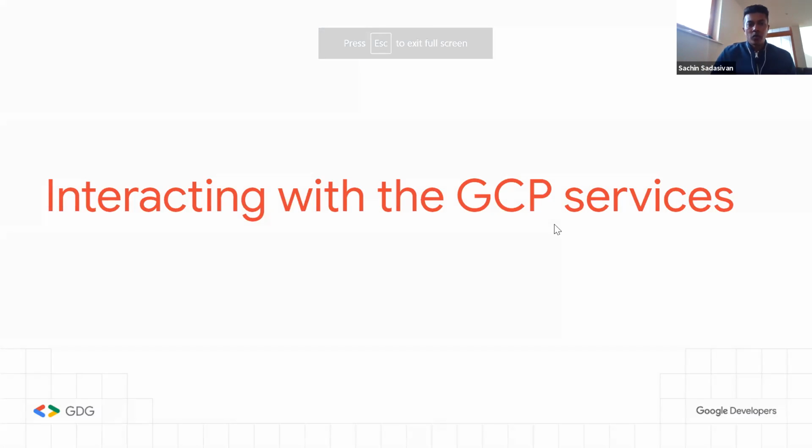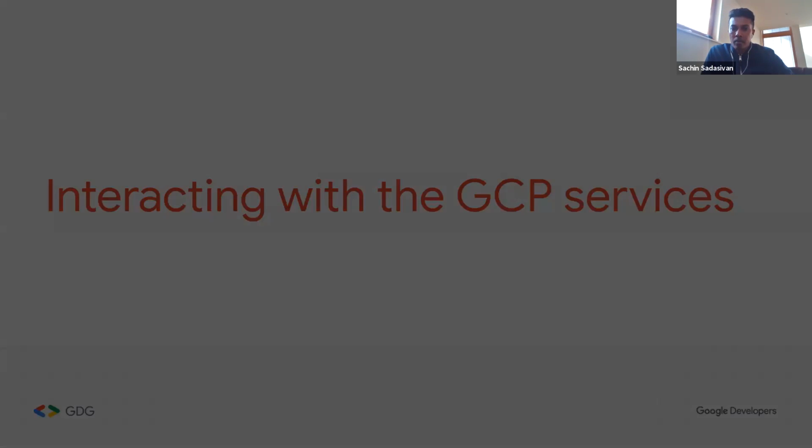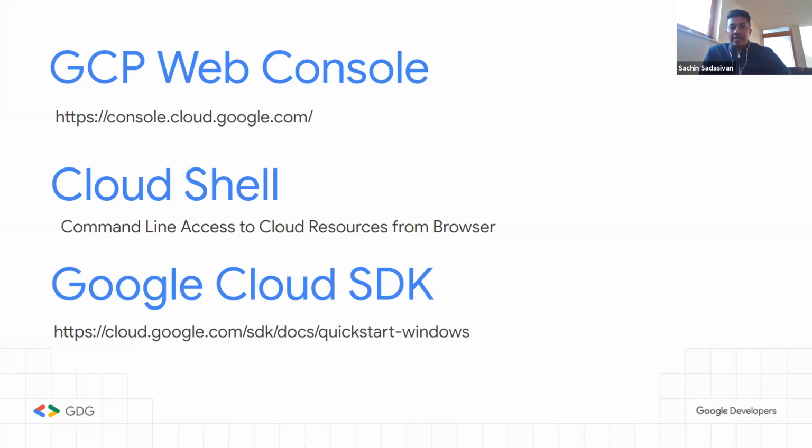Now let's go to some more interesting stuff, interacting with GCP resources. What are the various ways to interact with the Google Cloud Platform services? There are primarily 3 different ways to interact with GCP. The first and foremost is the Web Console. It's an interactive user interface in which you have various options to interact with the GCP services. Then you have the Cloud Shell, which is command line access to your resources from the browser. You can access that from the user interface itself.